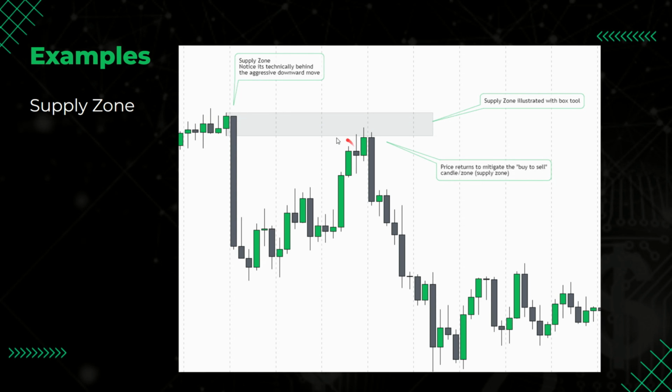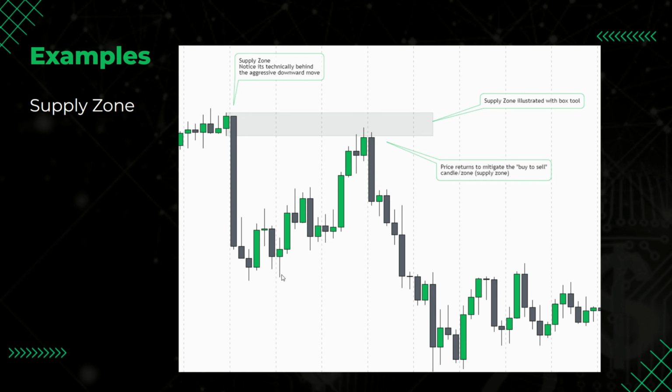Or if you're trading a live chart, you just draw it all the way out and wait for price to come back into this zone, which we'll get into later in our free course here. And that's how you draw a supply zone. It's a buy to sell candle. So we're looking at the last up move before the aggressive down move. That smart money is bringing price back up to mitigate and close those orders, which is why we then experience the drop off. And so we'll get into that stuff later on in the video.